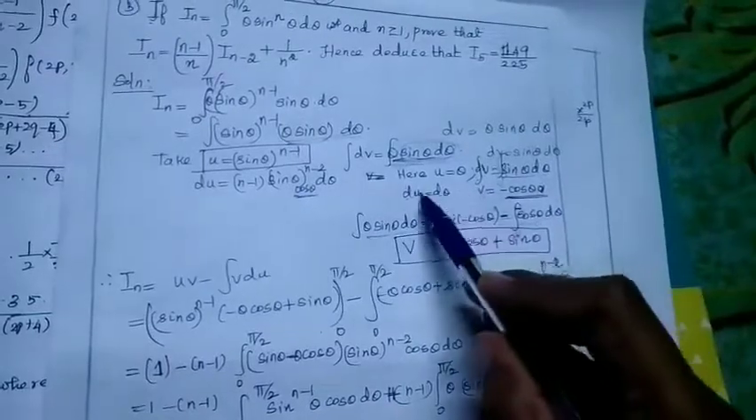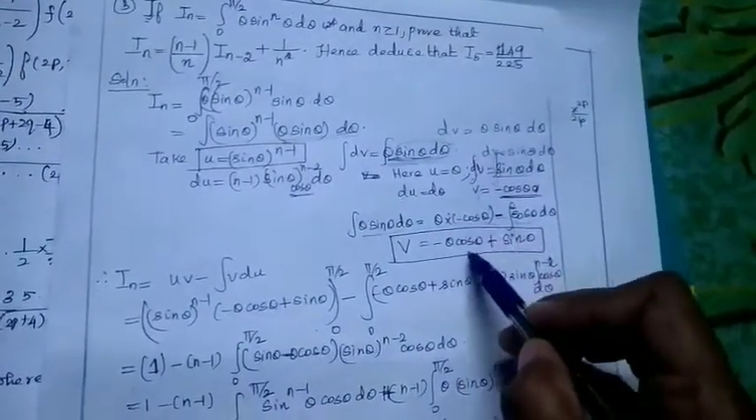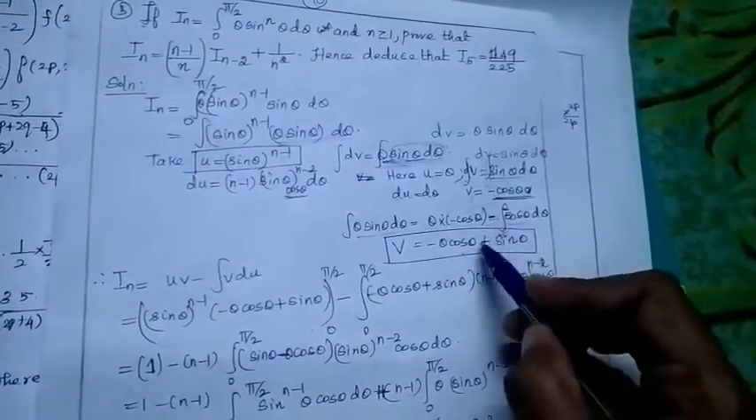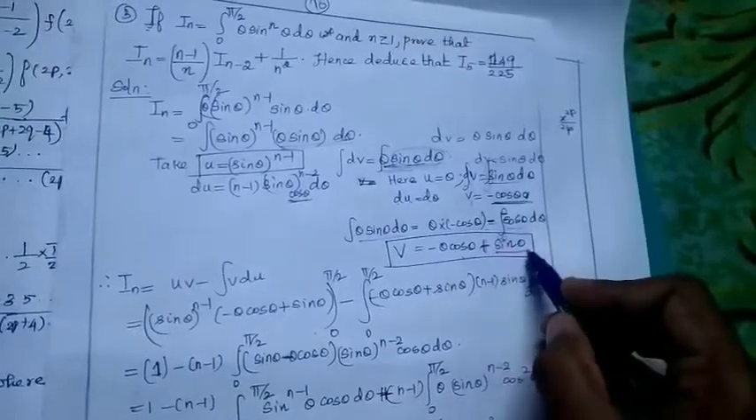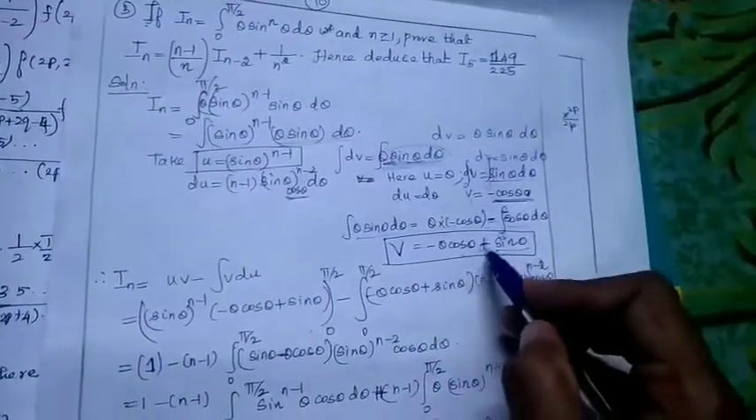Minus cos theta du is d theta, right? So I can write this as minus theta cos theta. What is the integral of cos theta? Minus into minus will become plus. Integral of cos theta is sin theta. So you will get V equal to minus theta cos theta plus sin theta.